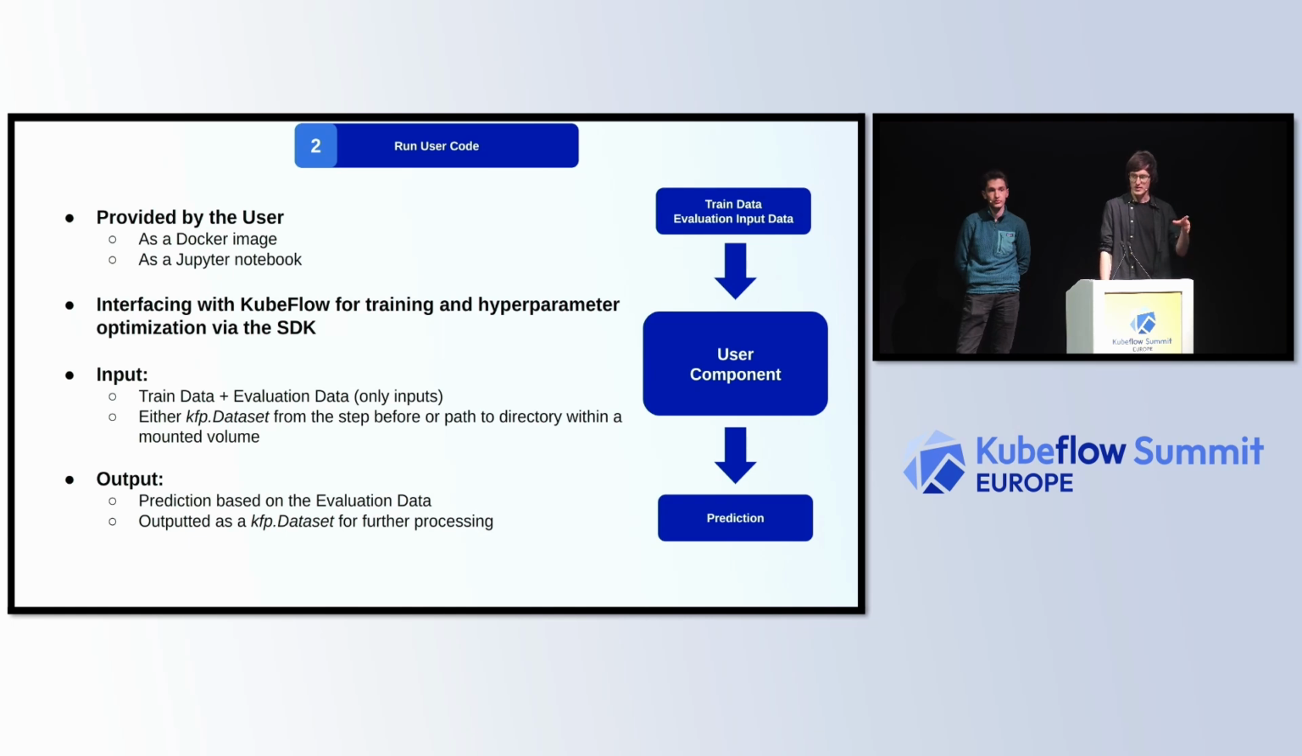This would be passed as a KFP dataset from the step before, or it can also be the path to a directory in a mounted volume. The output of that, of course, is the prediction based on the test input data, and it would be output as a KFP dataset again for further processing.